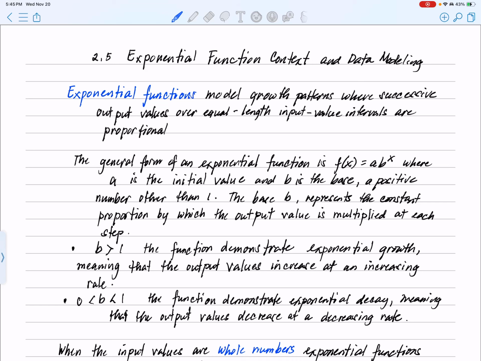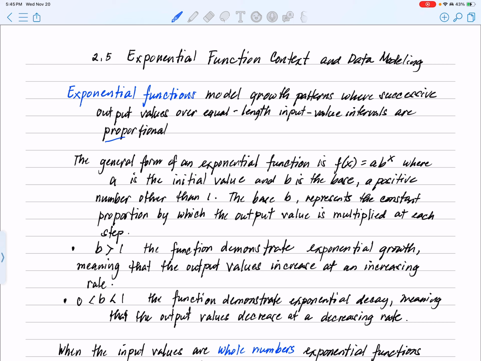Today we're going to do 2.5, exponential function context and data modeling. Exponential functions model growth patterns where successive output values over equal length input value intervals are proportional.